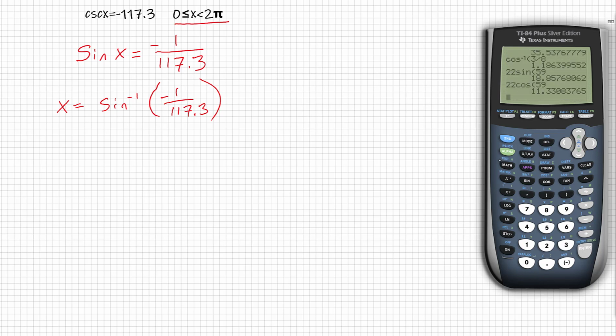And now I'm going to say inverse sine of negative 1 over 117.3. Now 1 over 117.3 is going to be a pretty small number, so this is going to be close to the inverse sine of 0, which means it's going to be a smaller angle. It'll be somewhere closer to 0. Let's hit enter. And we get a radian reference angle of negative 0.008525.